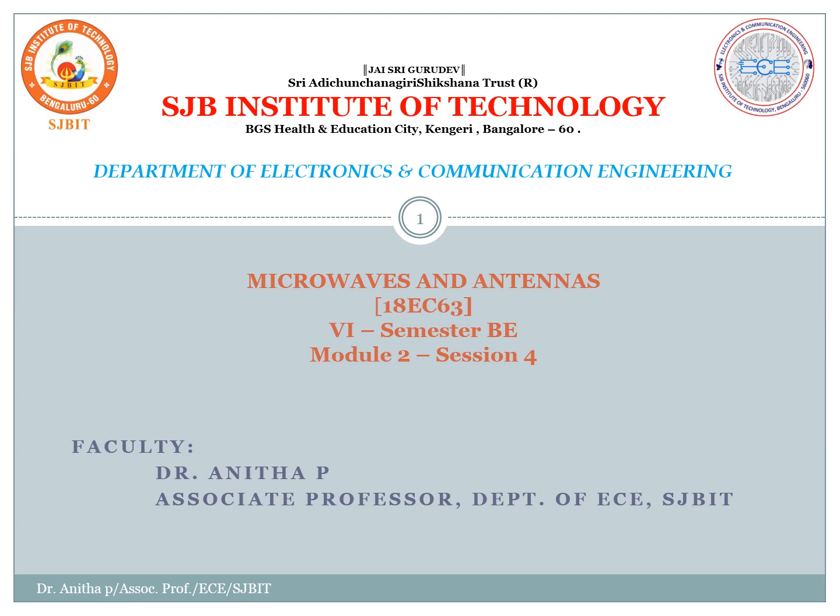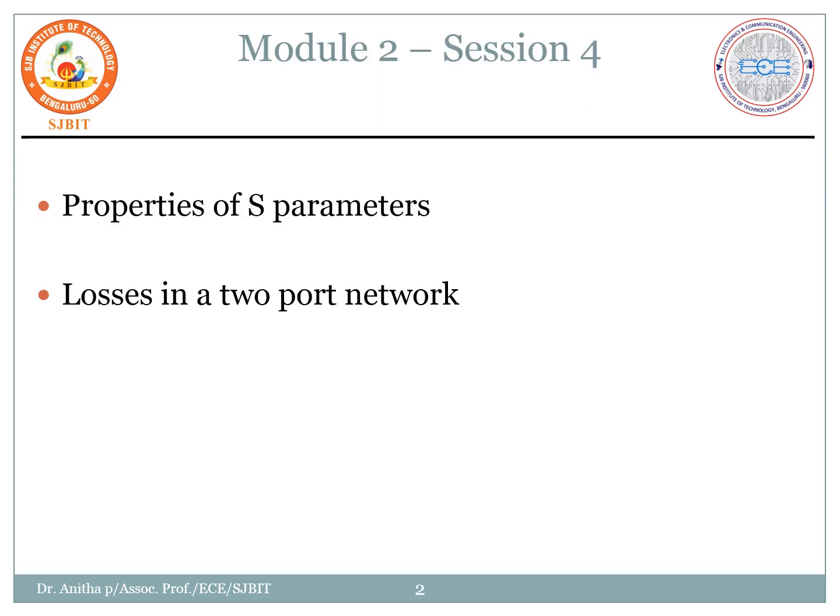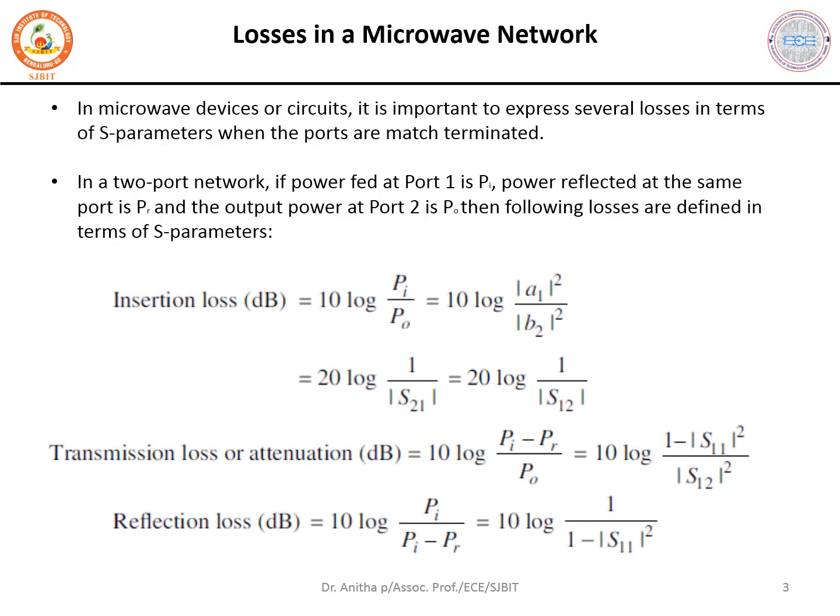In this session, we are going to learn about losses of a two-port network in a microwave system and the properties of S parameters. In the previous session, we learnt about the scattering parameters, which is a representation for a two-port or multi-port network. Then we also saw S parameters for a multi-port network.